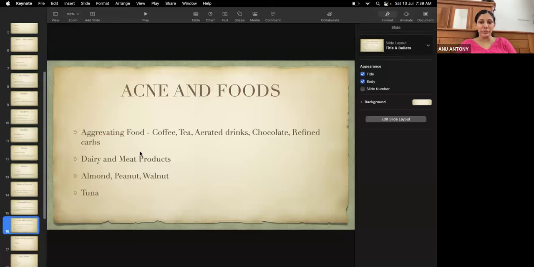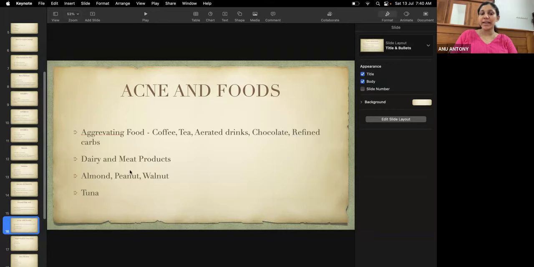Coming to acne and food. A few foods which aggravate acne are coffee. Even if you're having a bulletproof coffee or all those new trends, it will increase the acne. Tea, because it contains tannin. Aerated drinks, chocolates. Chocolates, you can go for dark chocolates, half to 1 piece in a day, but not the regular chocolates, which contain more sugar. Dark chocolates, when I mention, should have 60 to 70% cocoa in it. And refined carbs, maida, buns, breads which are made up of maida, are not good.